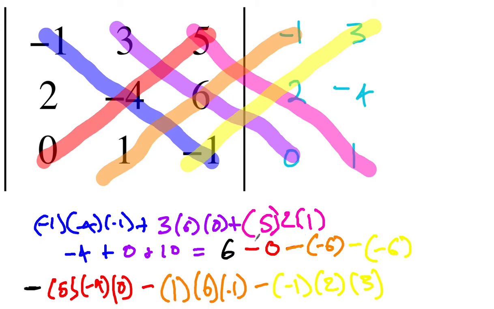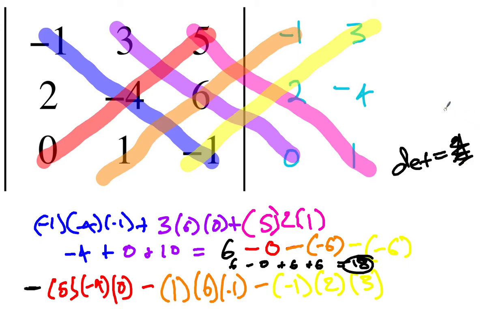So 6 minus 0 is 6, minus -6. This is the same thing as plus 6. So the same thing as 6 minus 0 plus 6 plus 6. 6 minus 0 is 6. 6 plus 6 plus 6 is 18. So the determinant of this matrix is equal to 18.